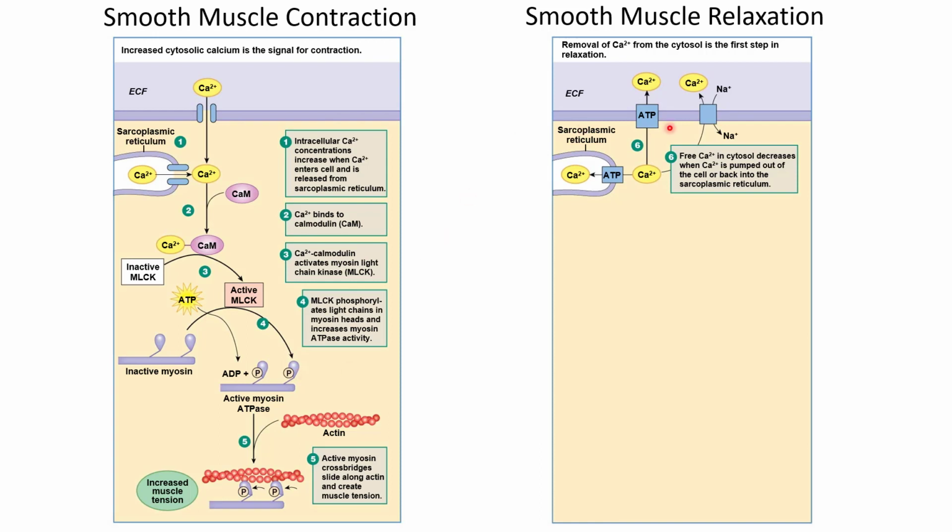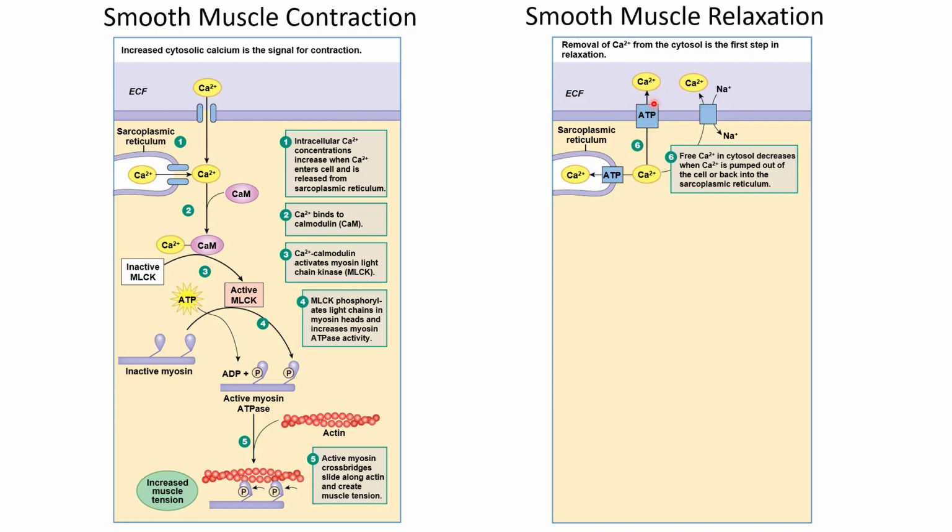Now, when we want to relax, how do we do that? Well, just like in the skeletal muscle, relaxation is going to be triggered by the removal of calcium. So we'll pump calcium back into the sarcoplasmic reticulum using a calcium pump. We also have a calcium pump on our cellular membranes that pump it into the ECF.